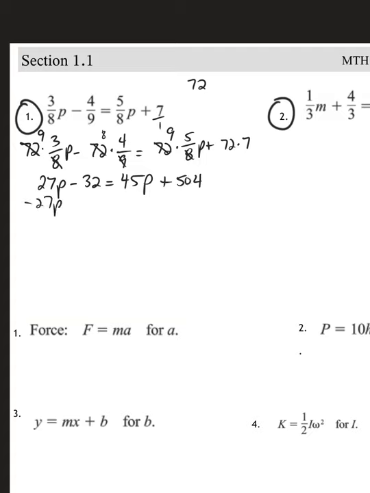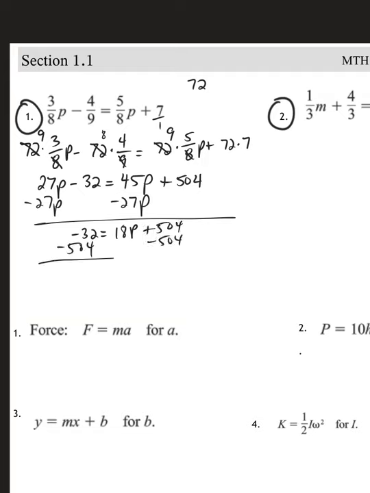I'm going to do what I can to move my p's to one side and my numbers to the other side. And my last step would be to divide both sides by 18. In my calculator, I'm going to put negative 536 divided by 18, which is going to give me negative 29.8.